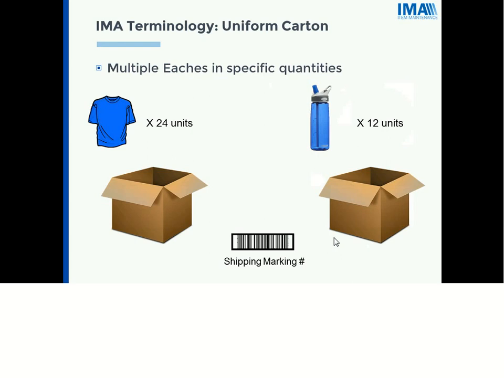We also have uniform cartons. And a uniform carton is multiple eaches in specific quantities. So 24 units of a shirt or 12 units of a water bottle. But it's basically the same exact item, multiples of the exact item in a carton.